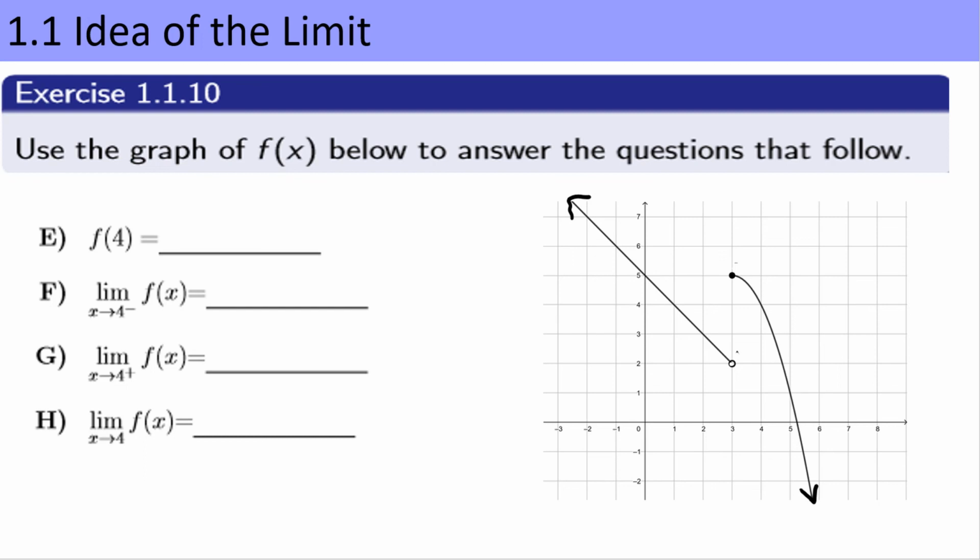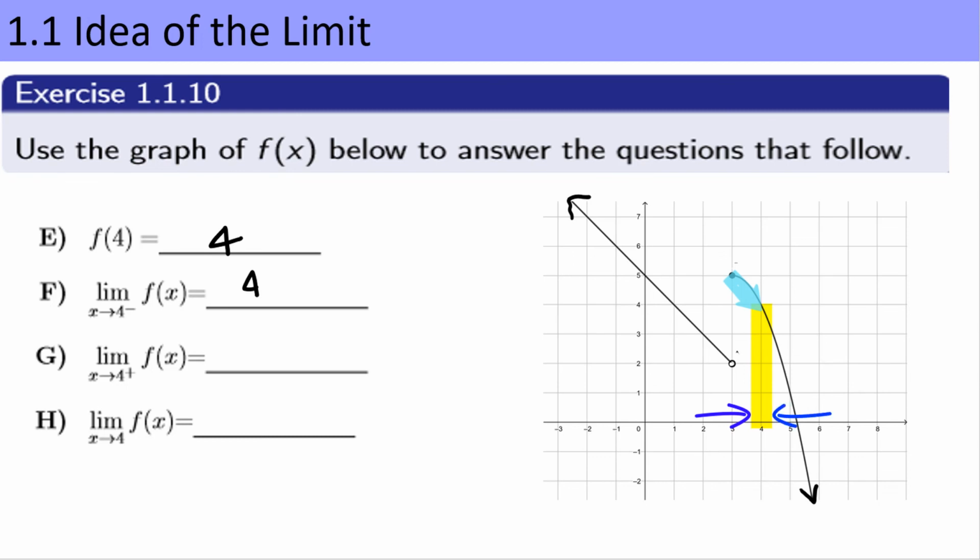Continuing, find the function value of 4. So f of 4, we move either up or down from the x value until we hit a graph, and the portion of the graph we hit is the parabola, and the corresponding y value is 4. Now let's consider the limit as x approaches 4 from the left. We get closer and closer to 4 on the x-axis, and we see that the function also approaches 4. Now find the limit as x approaches 4 from the right.